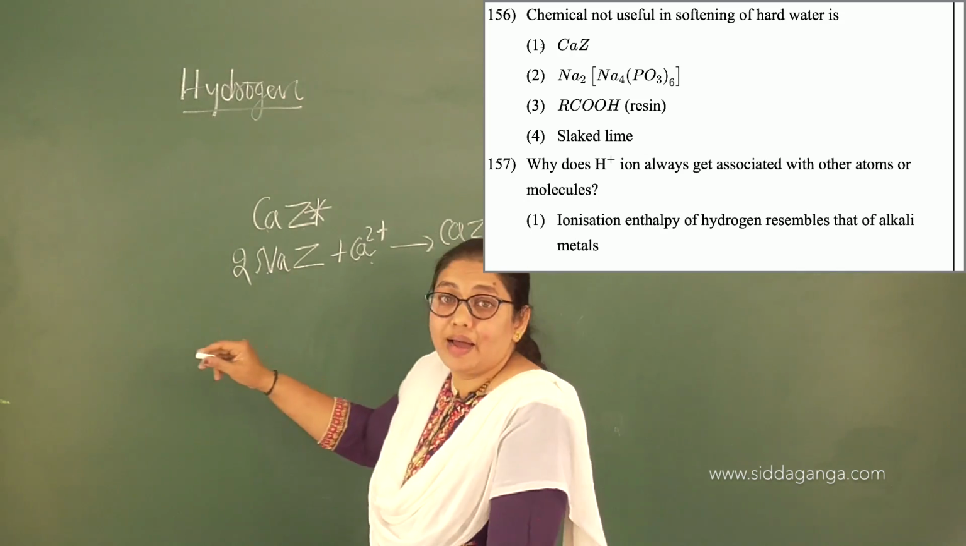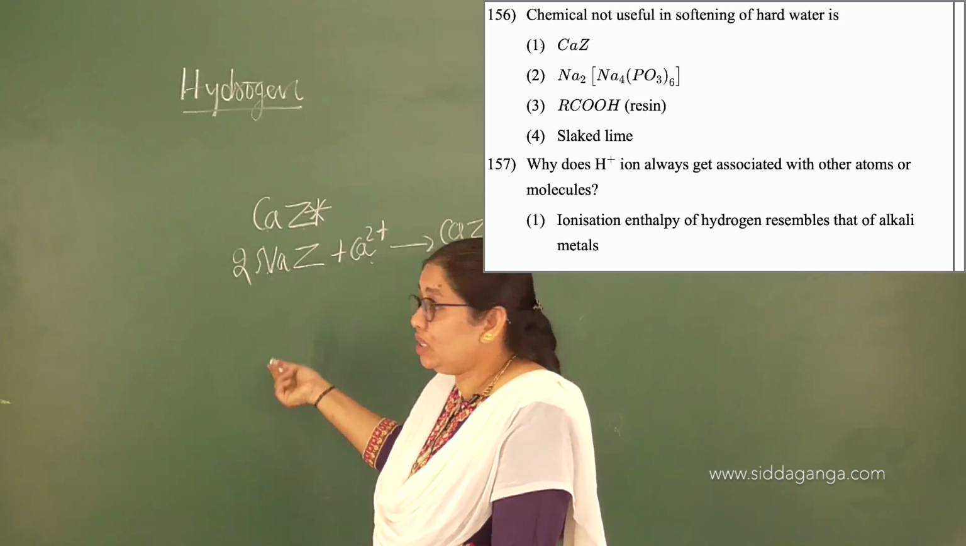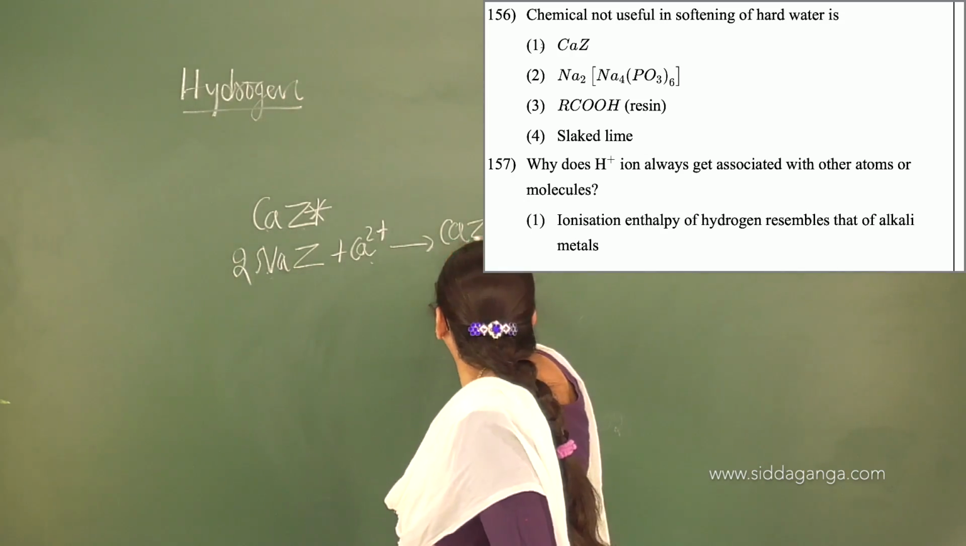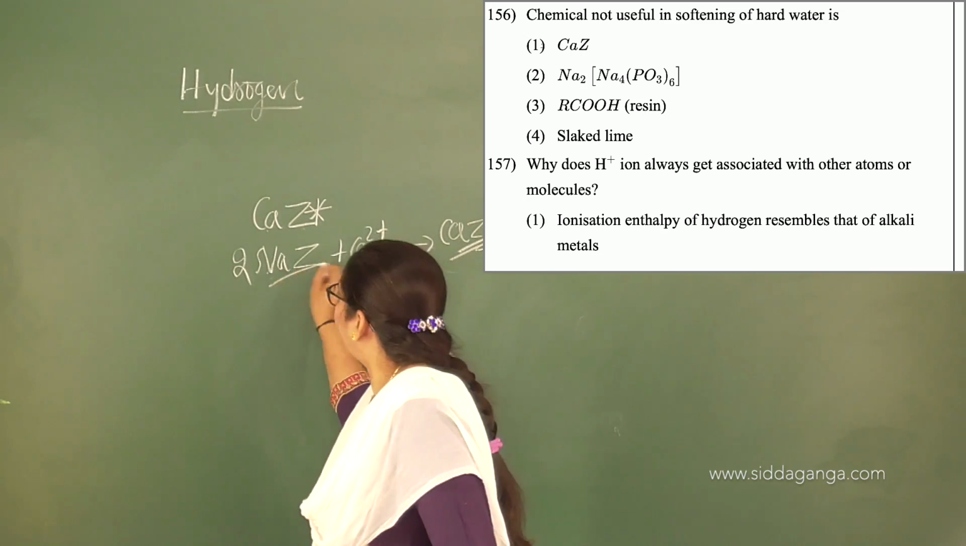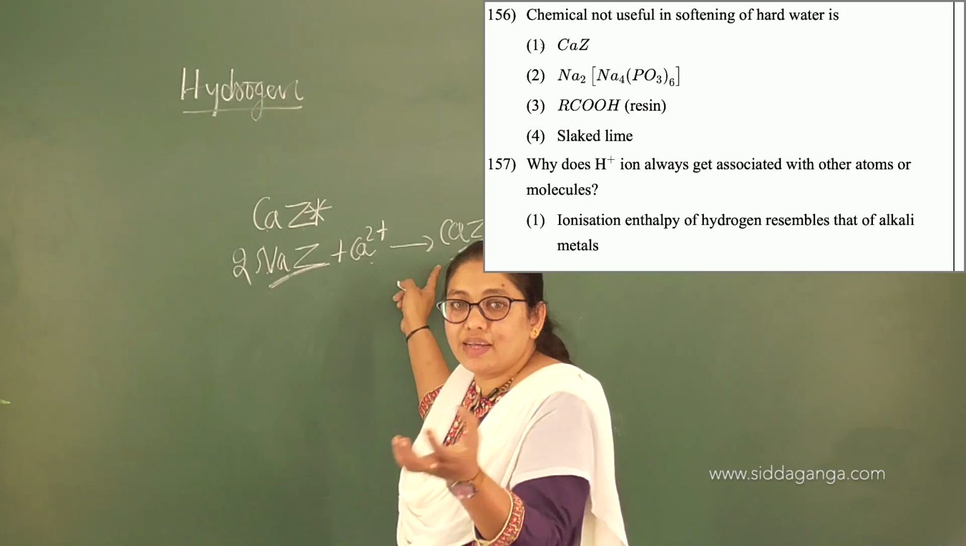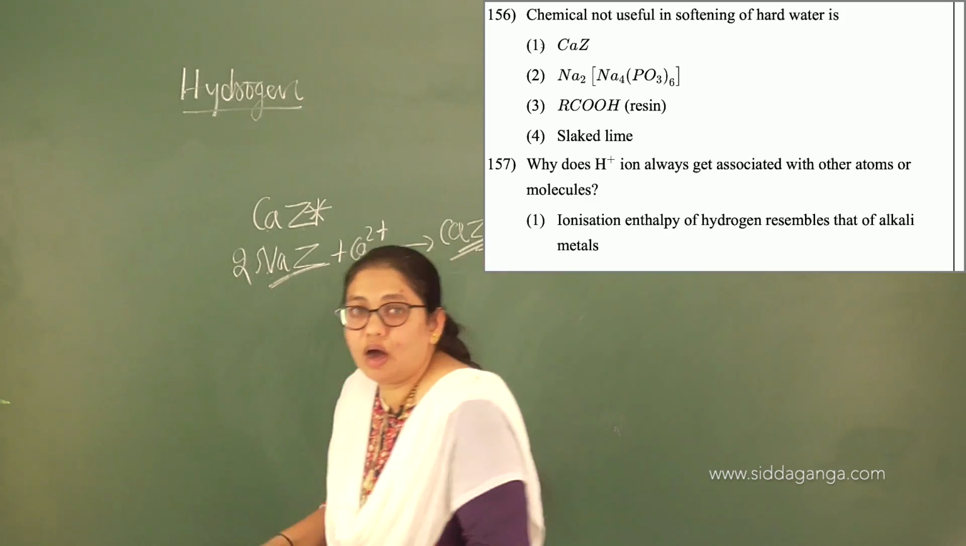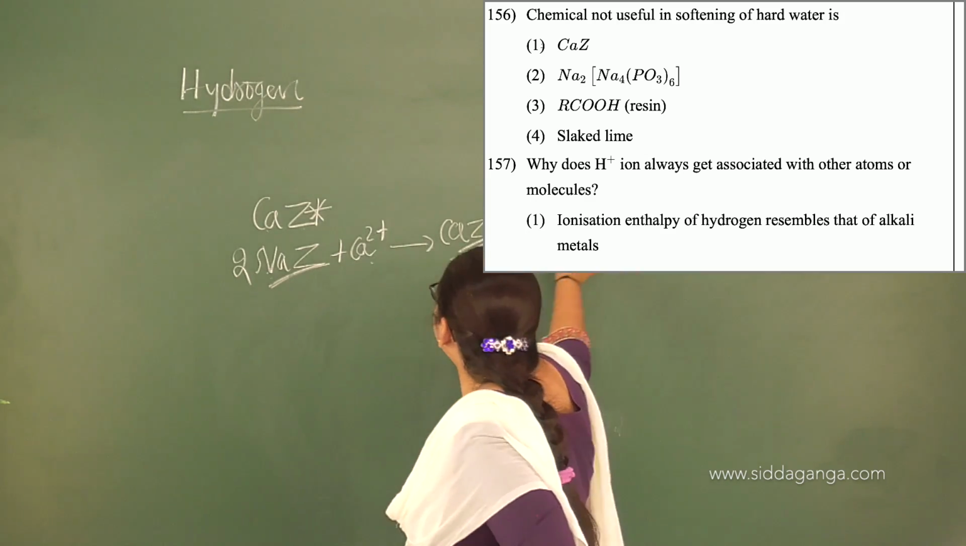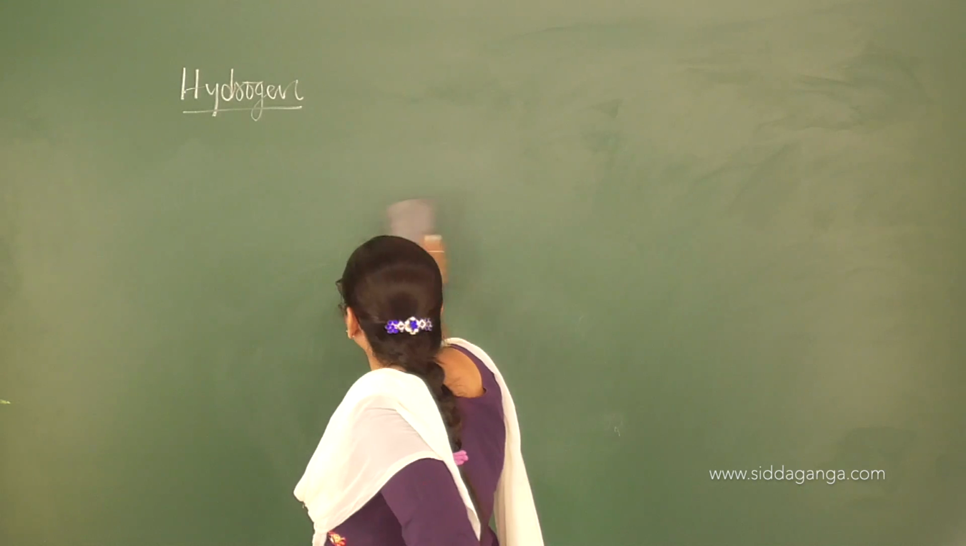They ask us the chemical which is used in the softening of water, we cannot use this one, we can use this one. This is actually the permutate. This is the product which is exchanged with the cation of the hard water. So option 1 is the answer for that one. Next one.